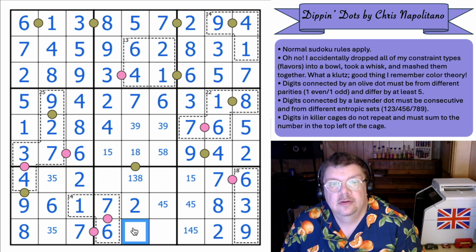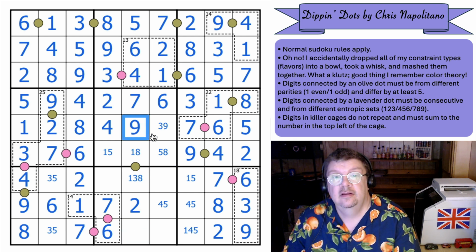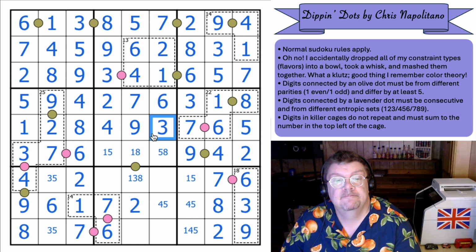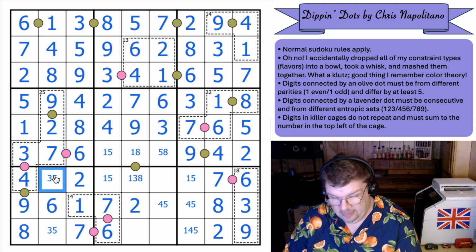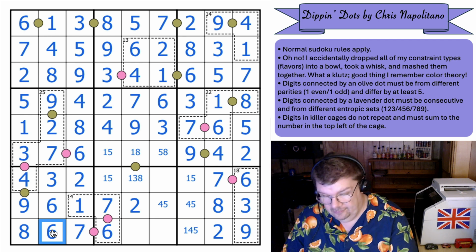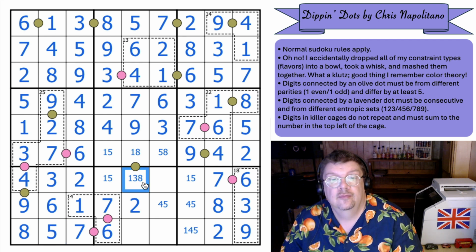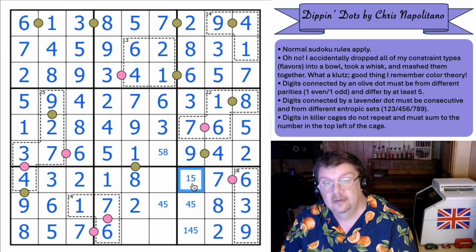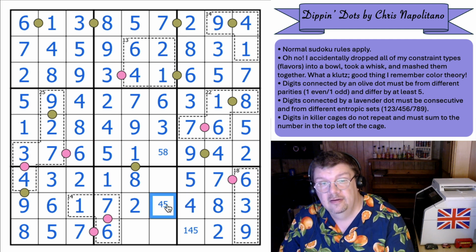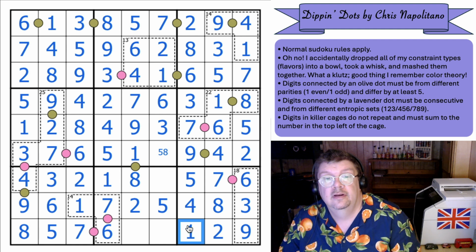Nine in this column can't go here, so that's the only place for the 9. Resolving the 9 and 3. That must be 1 or 5 by the column, which gives me a 1-5 pair in the row. That makes that 3 and that 5. That 3 and the 1 makes that 8. That makes that 1. That's 5. That's 1. That's 5. 4 there, 5 there, and a 1 there.